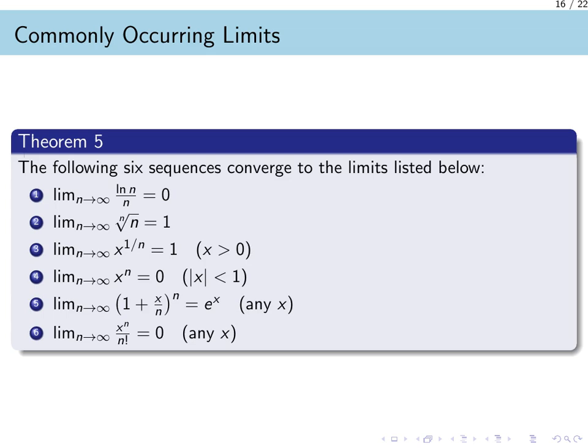The fifth limit is a fundamental definition of the exponential function. The quantity 1 plus x over n, all raised to the nth power, converges to e to the x. Finally, the sixth limit shows the power of the factorial function for any x. The fraction x to the n over n factorial goes to 0, because n factorial grows faster than any exponential function. The main idea here is to understand the hierarchy of growth rates for these common functions.